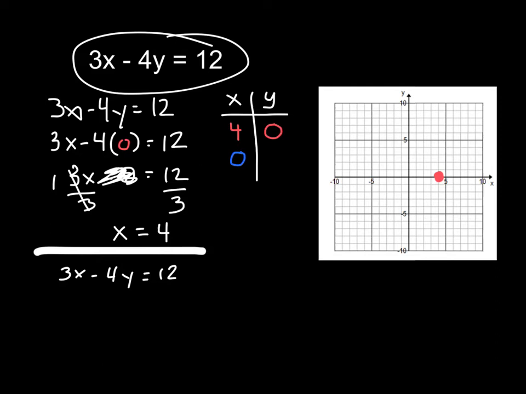When x is 0 this time. So we'll put the 3 down. Now we're going to multiply this by 0, minus 4y equals 12. 3 times 0 is 0. Now you got to be careful with this a little bit. So this is 0 minus 4y equals 12.